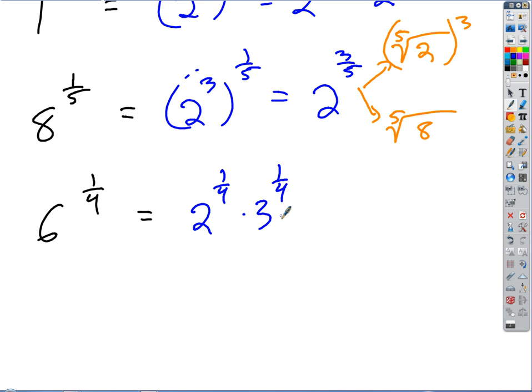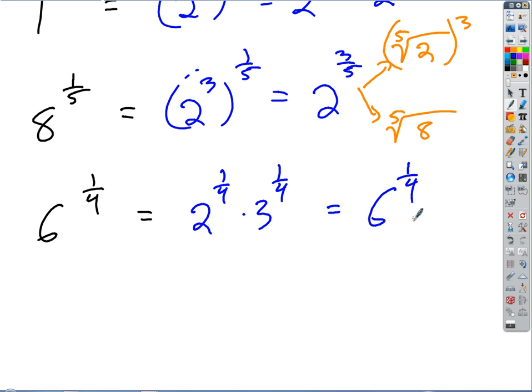It doesn't help me. I'm not able to simplify that. I can't reduce any of the fractional exponents, right? And so we're just stuck with 6 to the 1/4. There's nothing there that I can do to make it any simpler. So my answer on this one is just 6 to the 1/4.